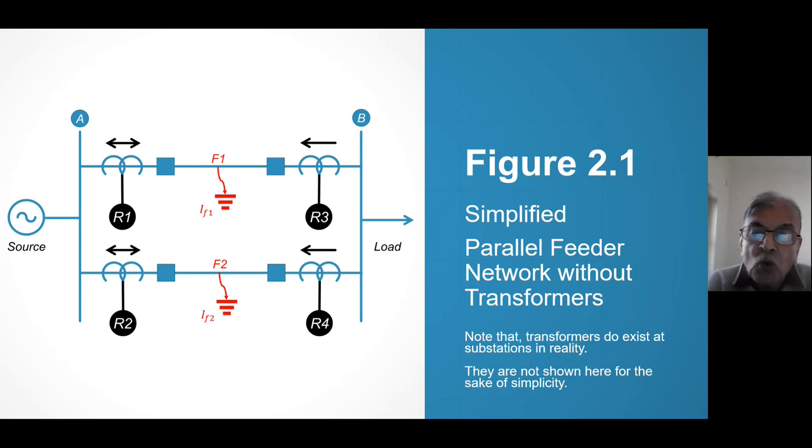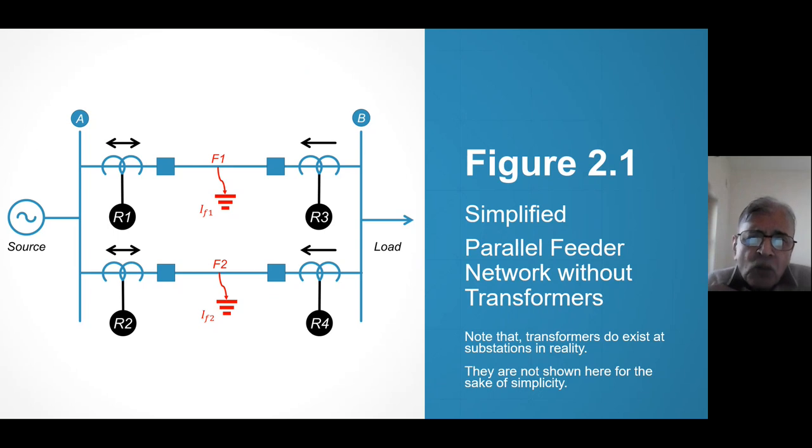If you want to avoid the operation of R4, the time of operation of R4 should be more than R3, but you just can't do that, because if a fault occurs at F2, you would want the time of operation of R3 to be more than R4. Therefore, R3 and R4 will operate at the same time. Their TMS is the same, their plug setting is the same, but they are assigned direction.